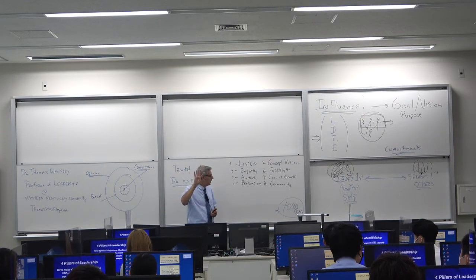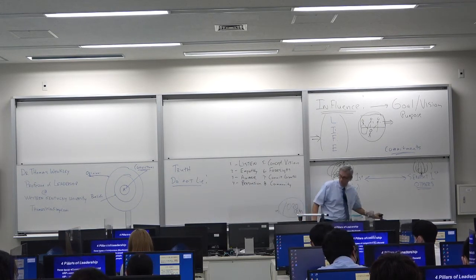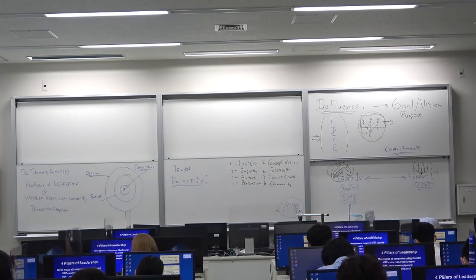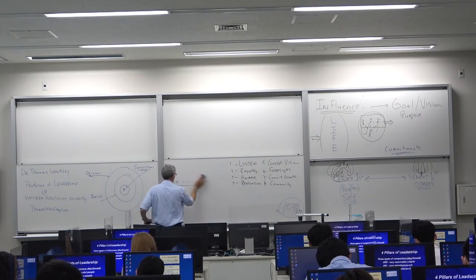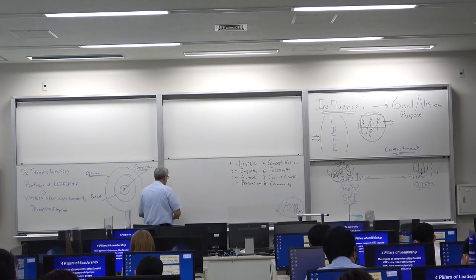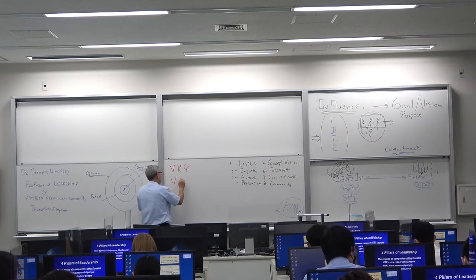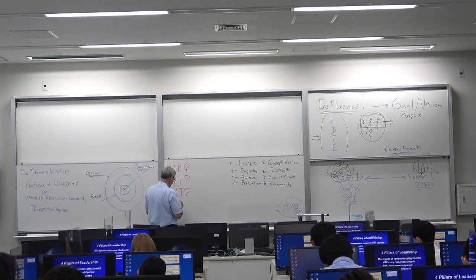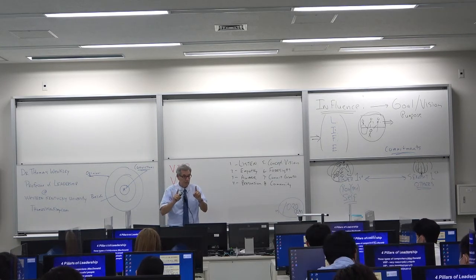There are three types of companions that I want to discuss briefly. And they are VRPs, VIPs, and VTPs. Let me explain each. First is a VRP, or a very resourceful person.